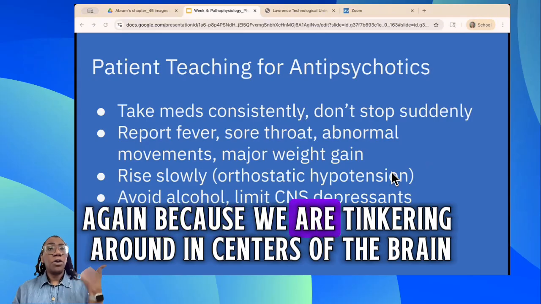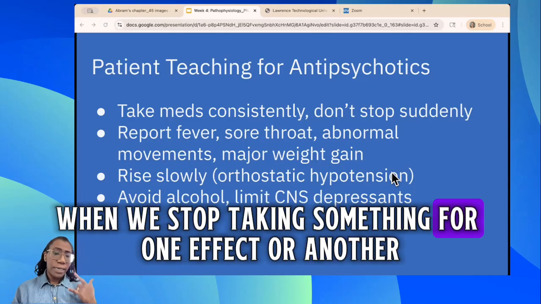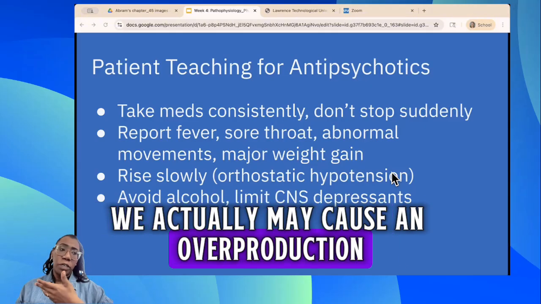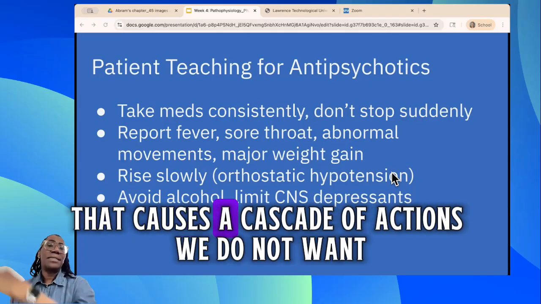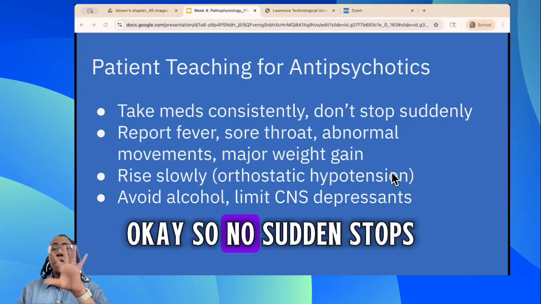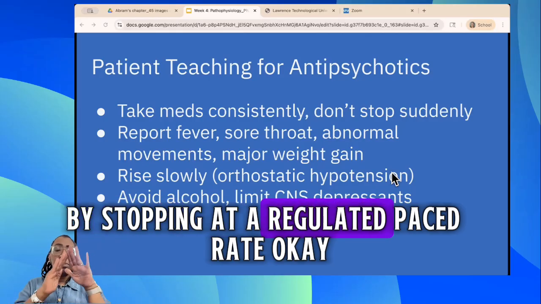Again, because we are tinkering around in centers of the brain that control other centers of the brain, when we stop taking something for one effect or another, we actually may cause an overproduction or overreaction or biofeedback loop that causes a cascade of actions we do not want or responses we don't want. Okay, so no sudden stops. We want to train the brain and tell the brain that we're getting ready to taper off by stopping at a regulated paced rate. Okay.